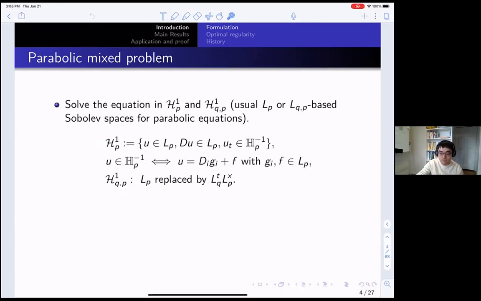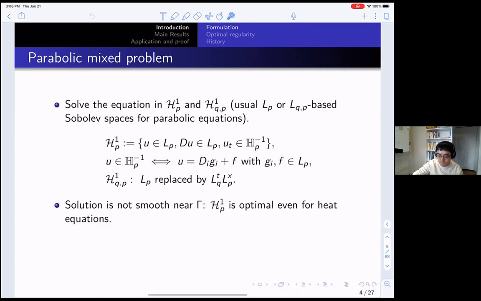That's whenever we take the L_p norm. So here L_p means L_p in space-time. And whenever we take the L_{q,p} norm, we take L_q in t and L_p in x. Okay, so this is the solution space for weak solutions, the usual.